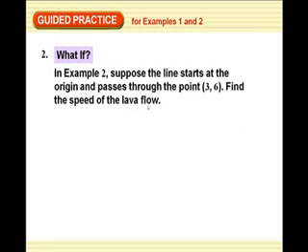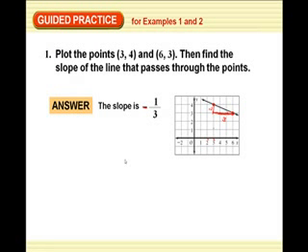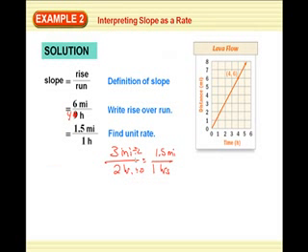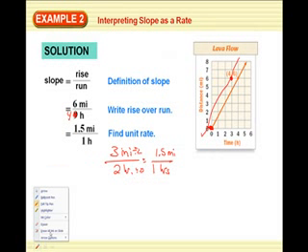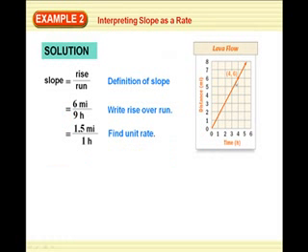What if, in example 2, suppose the line starts at the origin and passes through the point (3, 6). Let's go back, (3, 6). So (3, 6) would be right here, over 3 and up to 6. And the origin is right there. So the line would go through these 2 points right here. Sorry, that's ugly. I'm not going to even draw the line. Just pretend like there's a line there, that those 2 dots are connected.